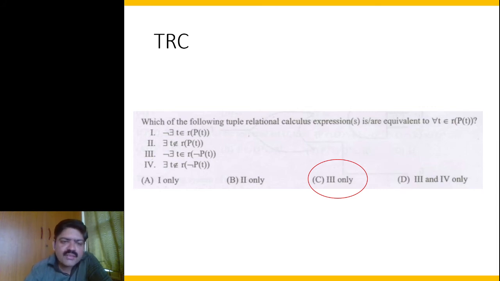So the right answer is there exists no t belonging to R such that not of P of t holds. The complement of P of t would be not of P of t, and the complement of for all t would be not there exists any one t. So this is the same as writing not exists any tuple t belonging to R such that not P of t holds. So logically they mean the same thing.